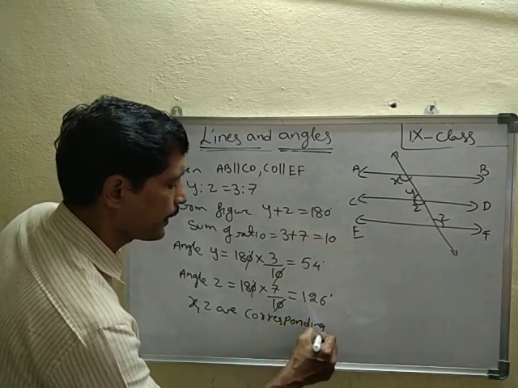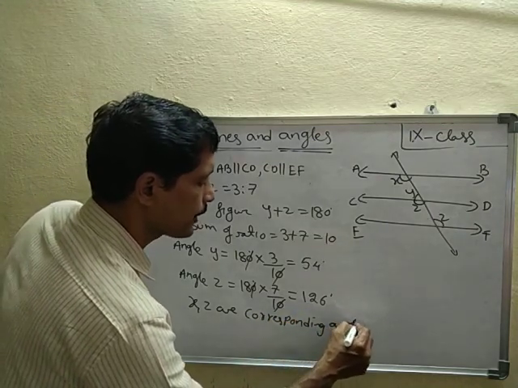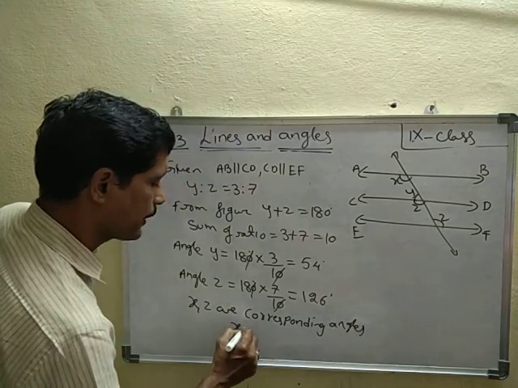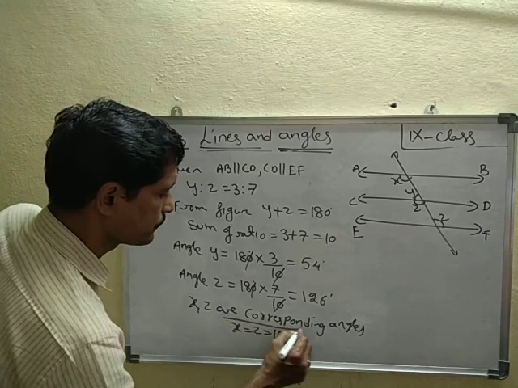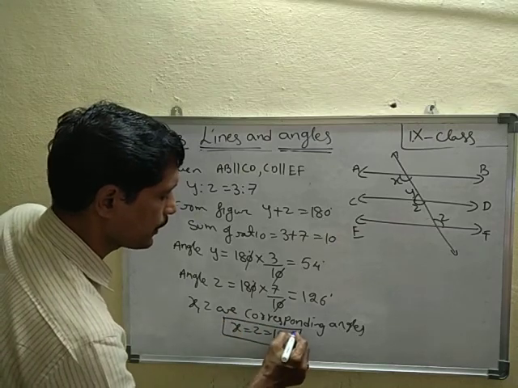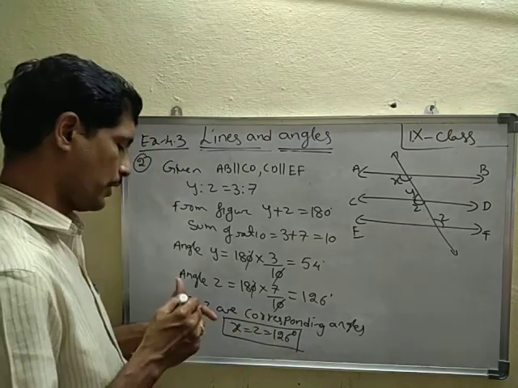Corresponding angles are always equal. Therefore, x equal to z equal to 126 degrees. Okay. One more time here.